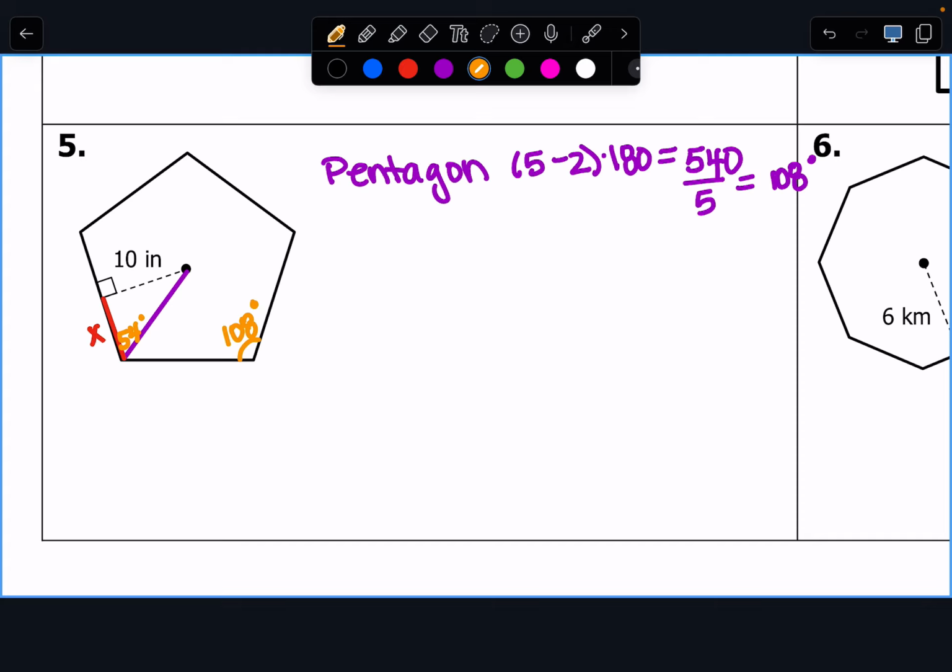Okay. So we are going to have to use, hey, what trig function to help us? The tangent, thank you, of 54 degrees is opposite over adjacent. So in your calculator, we're putting 10 divided by the tangent of 54.